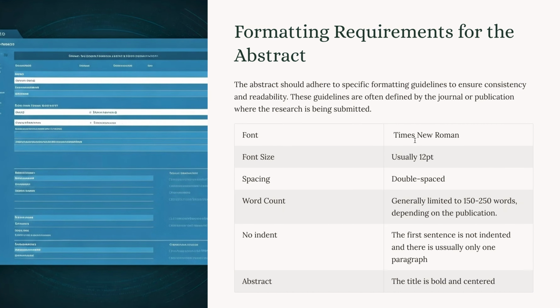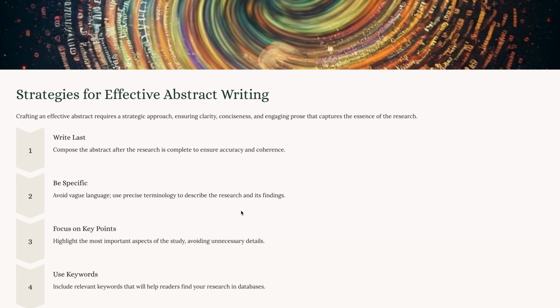Formatting requirements. Font, Times New Roman, usually 12 point, double space, generally limited to 150 to 250 words. Different publications have different rules. Some will go all the way up to 500. No indent. The first sentence is not indented. There's also usually only one paragraph. And the word itself, abstract, the title is bold and centered. All right, not a different size. Bold and centered.